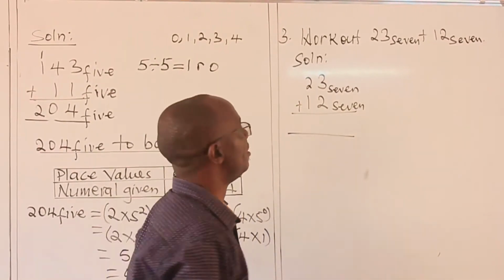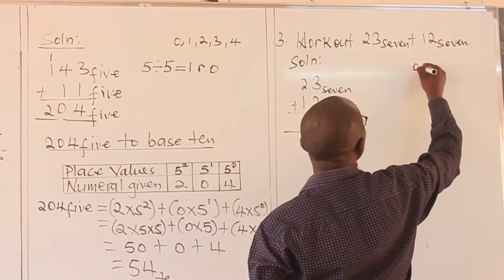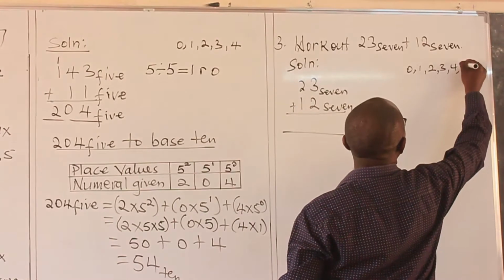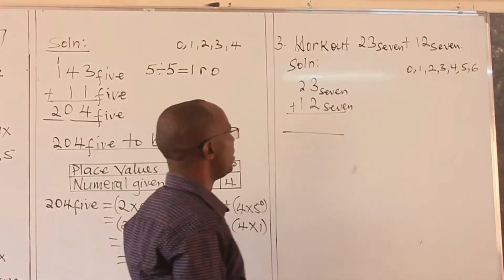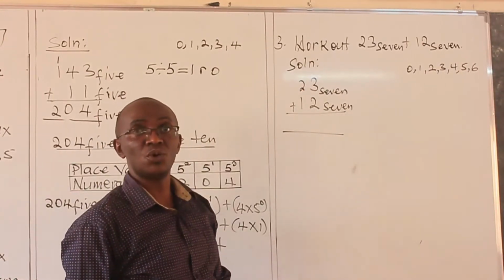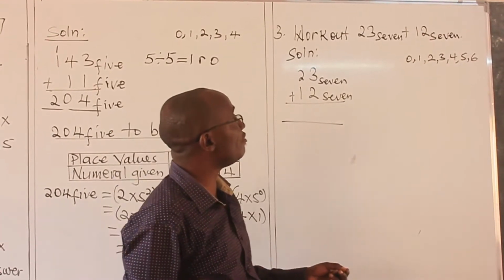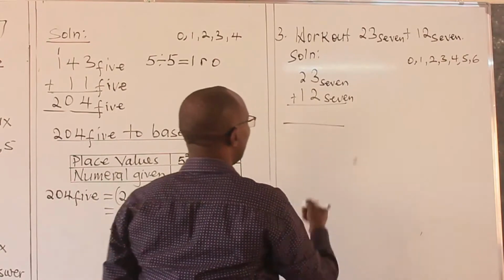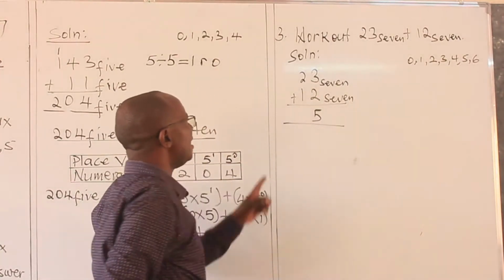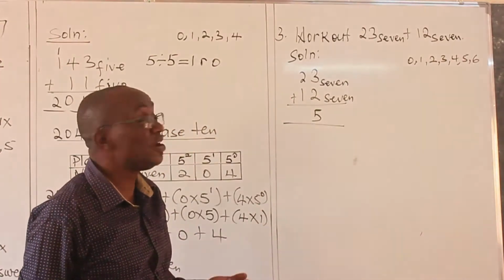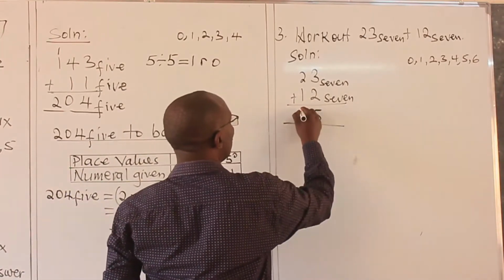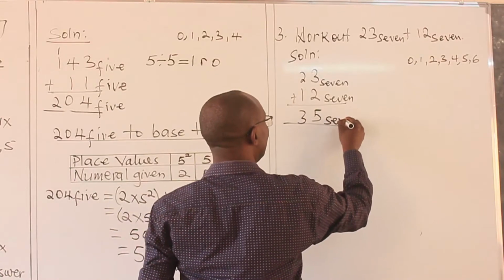Digits used in base 7, you write them aside: 0, 1, 2, 3, 4, 5, 6. So we are adding 3 plus 2, 5. Can you write 5 in base 7? Yes, you can write 5 in base 7. So I write 5. And 2 plus 1, 3. Can you write 3 in base 7? Yes, because 3 is less than 7. So that is our final answer.